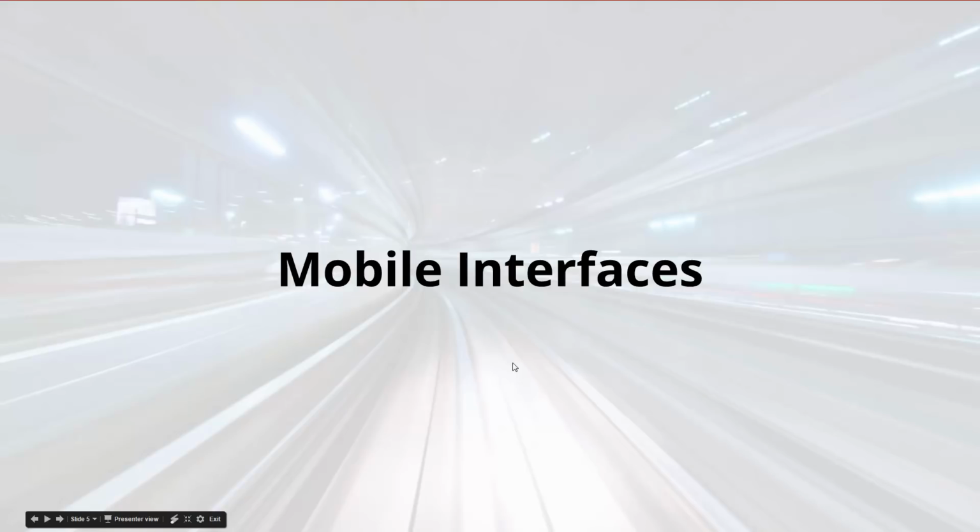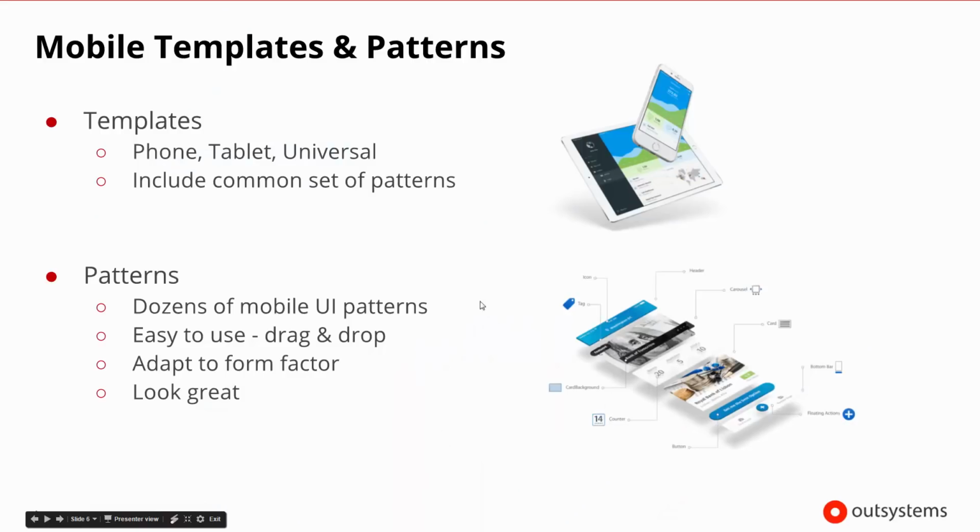So there will be a number of improvements to the mobile interfaces. The mobile interfaces will have new templates, and there'll be a phone template, a tablet template, and a universal template. And those templates do have a common set of resources and patterns that are available to them, and will help us get started making really great looking mobile apps. To be able to do that, we start with the pattern, which is nice, but then the template, which is nice, but then we need to add patterns as we go along.